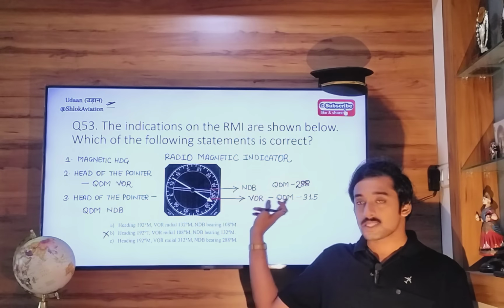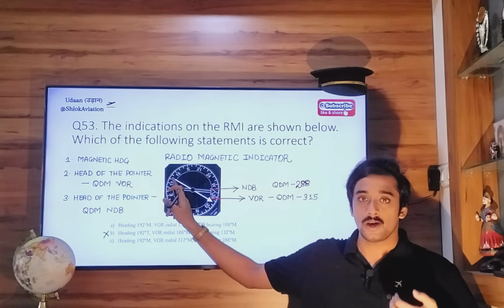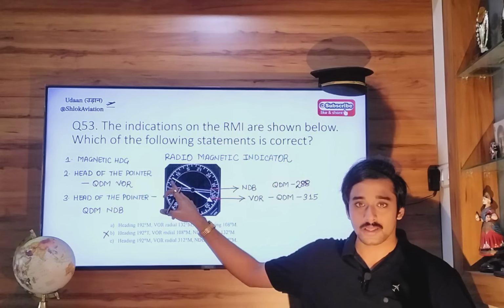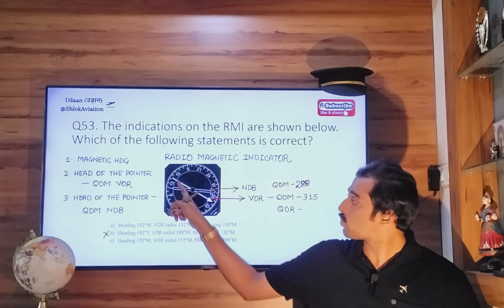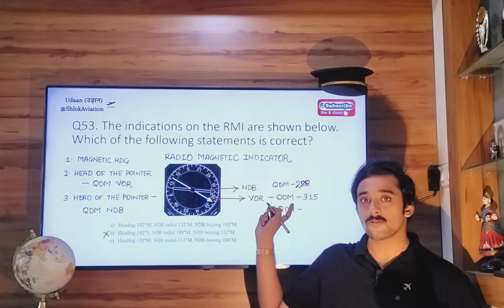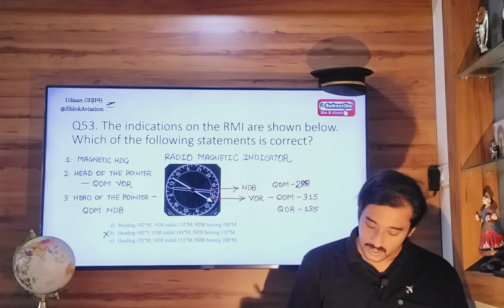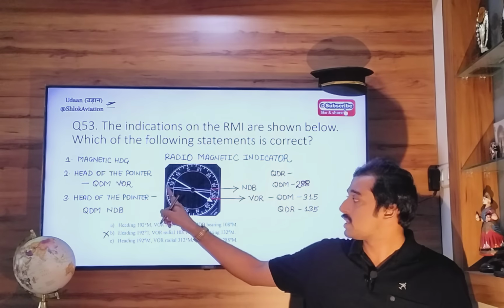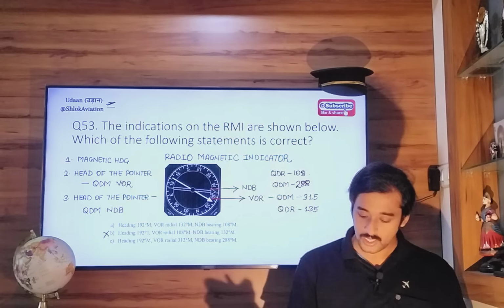Now QDM for VOR is 315. The tail of that same pointer needle will indicate QDR, the radial your aircraft is positioned on. That is a little bit more than 130, so 132, 133 something. So let's write here QDR is 133 or something. And if you just reverse this 315, the reciprocal of 315 is 135, so some value around this value. And similarly for the NDB station, the QDR is a little bit less than 110, so 108, 109, whatever.